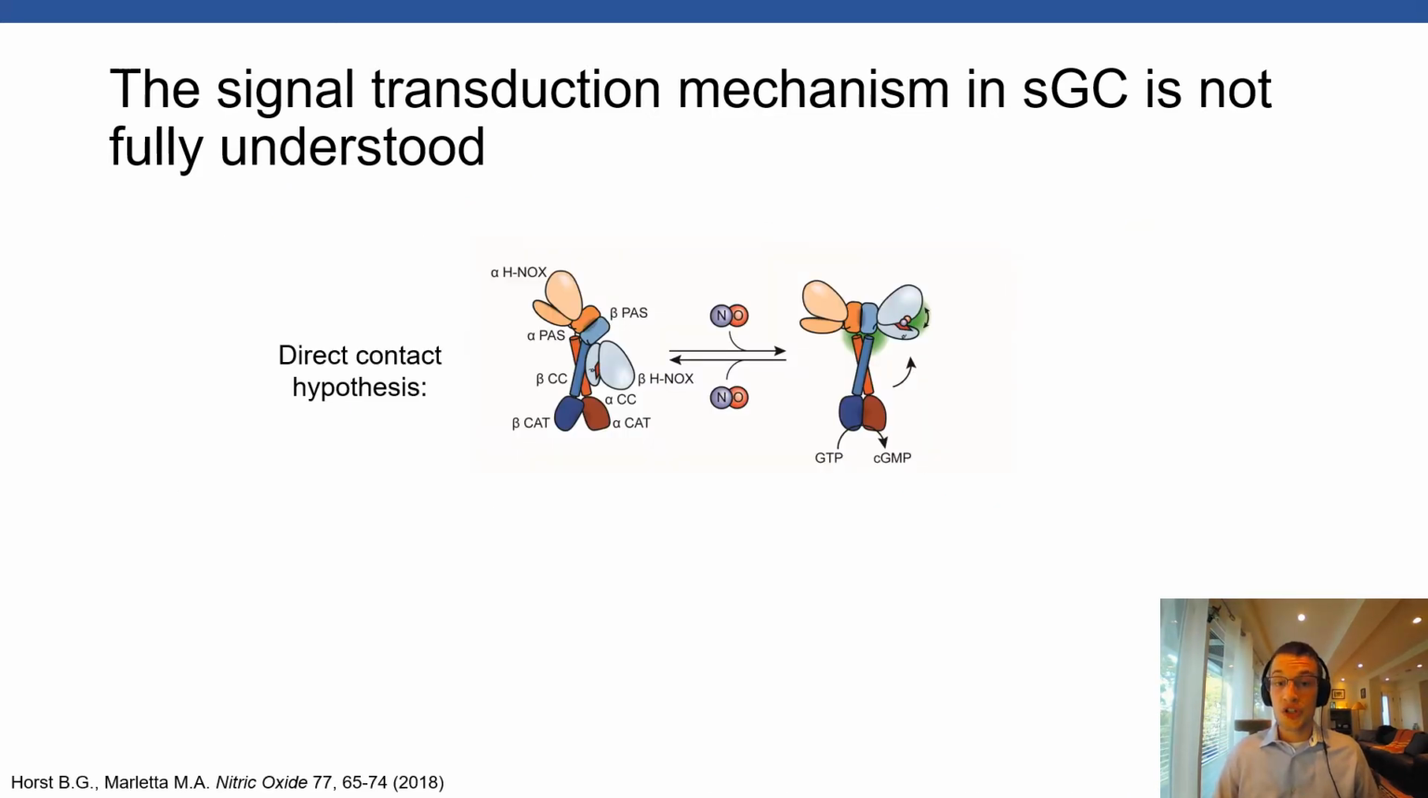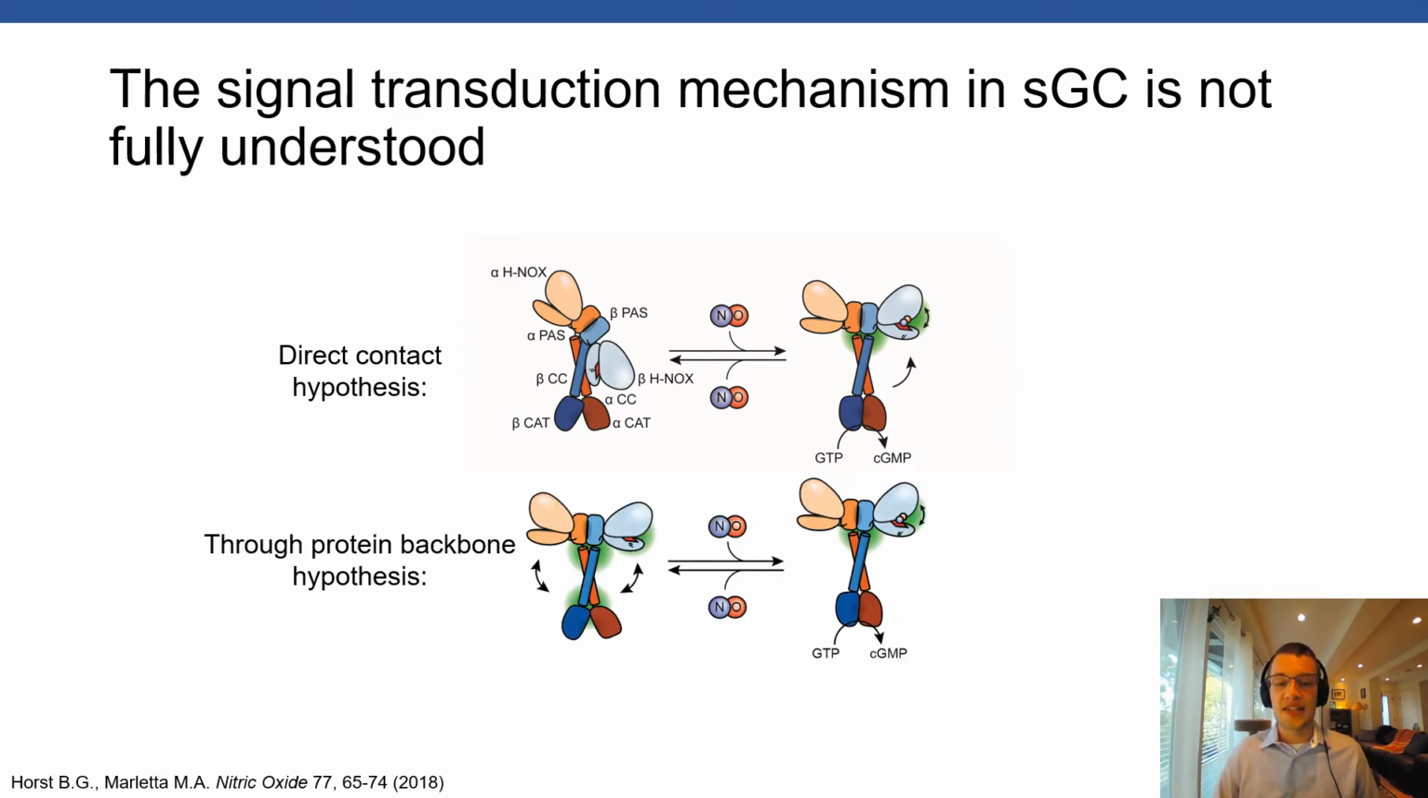Thus, there are two different hypotheses for how the signal transduction mechanism in SGC functions. The first is the direct contact hypothesis, where there is a self-inhibition by the beta HNOx domain onto the catalytic domains. And the second is the through the protein backbone hypothesis, where the particle is continually moving around, maybe to catch all of the nitric oxide that is present. And then once nitric oxide is bound, there is a conformational change along the protein backbone that activates the enzyme.